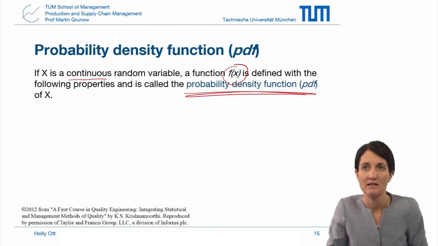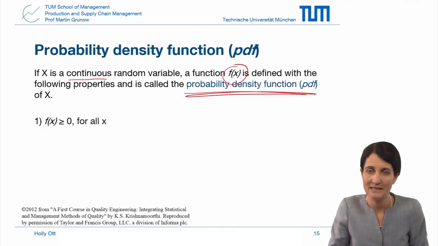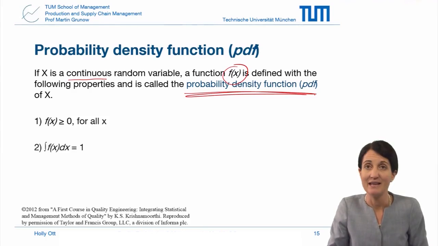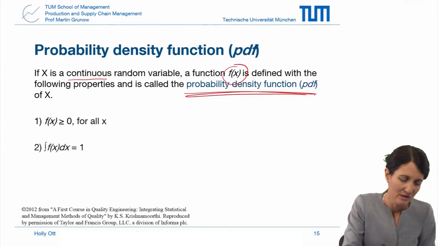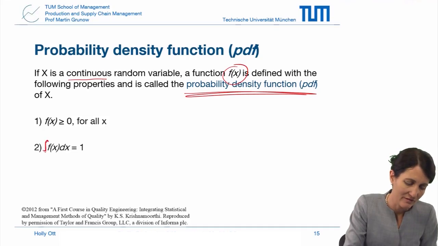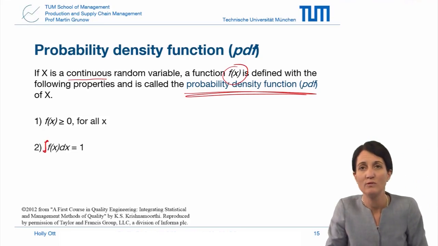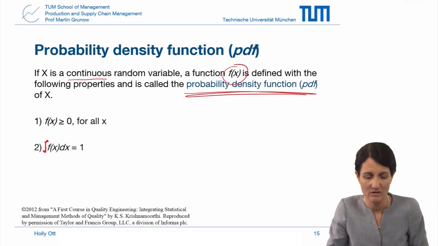And this has the following properties. Our PDF, our probability density function, is going to be greater than or equal to 0 for all values of x. And if we sum all possible values, which we do, of course, with an integral for a continuous variable, we will find that our total is exactly equal to 1.